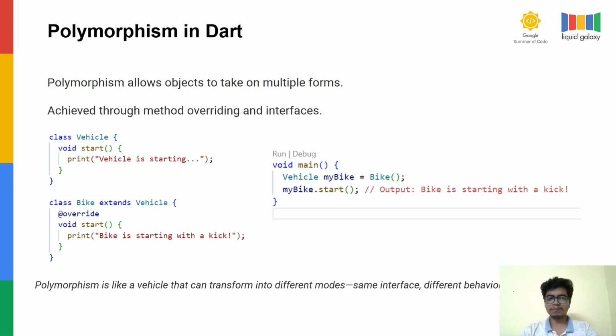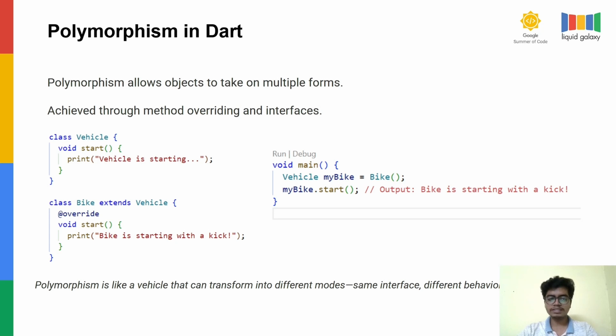So I've overridden the start method of the vehicle class. Now in the main function, I have created an instance of the bike class and stored it in a variable called myBike. Now I have called the start method from this myBike object. The output of this code will be bike is starting with a kick, because we have overridden the start method of the vehicle class. If we don't write override here, by default Dart overrides it.